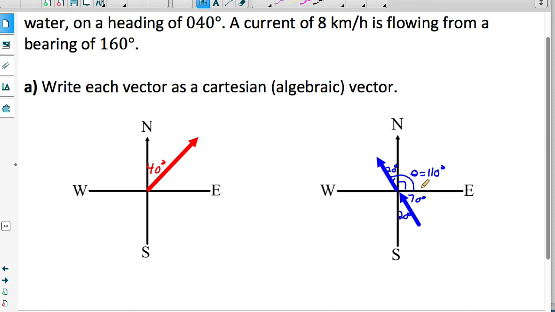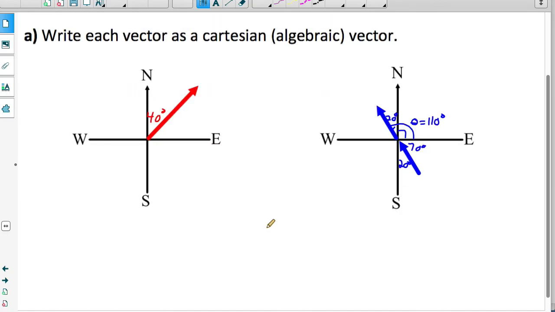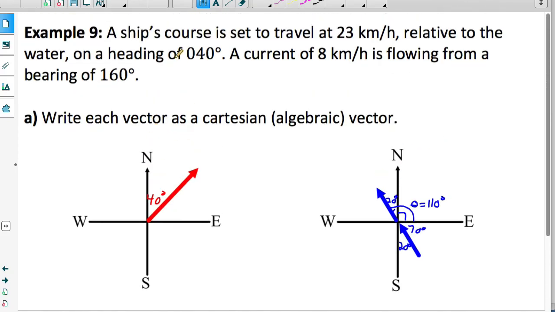Because when I write it as a Cartesian vector, I always need to know the angle between the positive x-axis and that terminal arm, that vector. So I can now describe each of these vectors algebraically. Oh, I forgot to label the magnitude of this vector. This vector, its magnitude was 23 kilometers an hour. And the magnitude of this vector was 8 kilometers an hour.